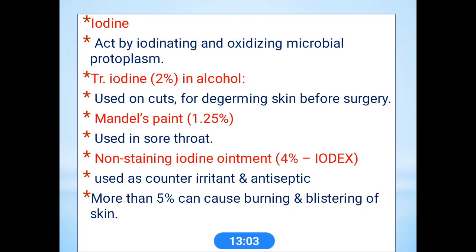But at more than 5% concentration, it causes burning and blistering of skin. So the solution concentrations are most important. If more than 5% concentration, it causes drawbacks like burning and blistering of skin.